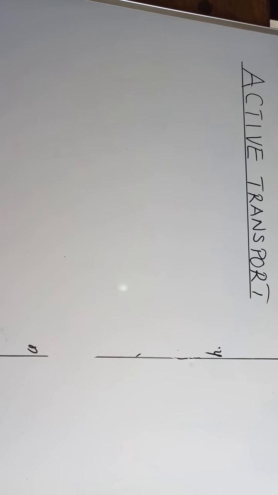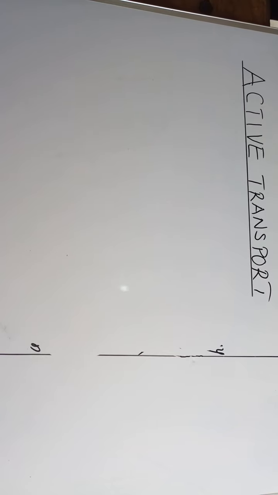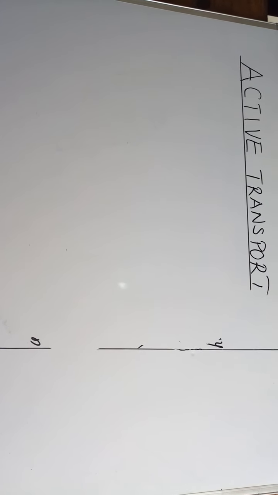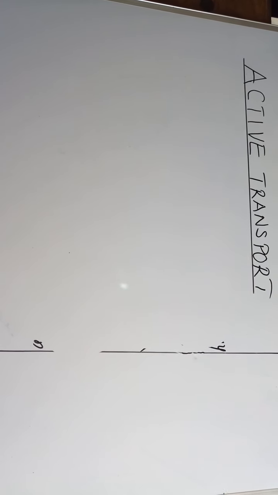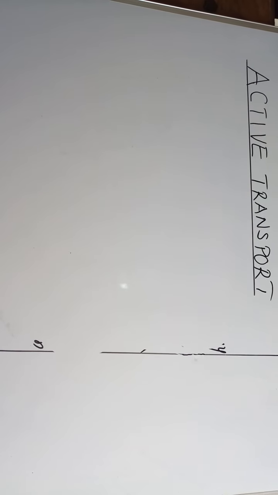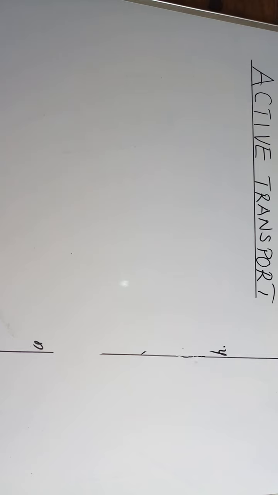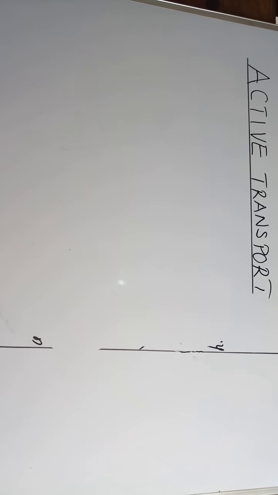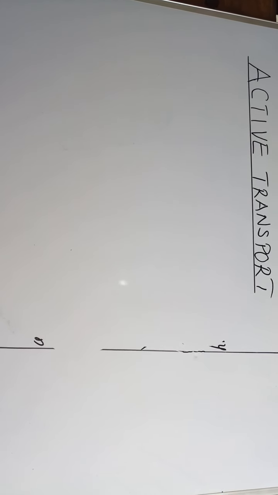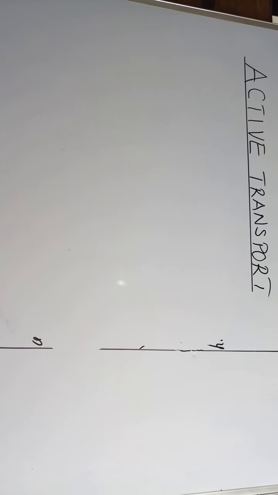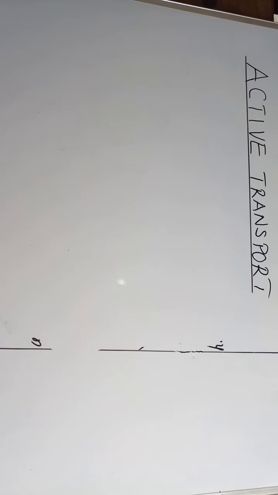Active transport in this case will take place across a cell membrane. That means in living organisms, plants and animals, that is where active transport takes place. Active transport cannot take place within non-living organisms because the process is dependent on energy, and dead or non-living organisms cannot produce energy because they don't have active mitochondria.